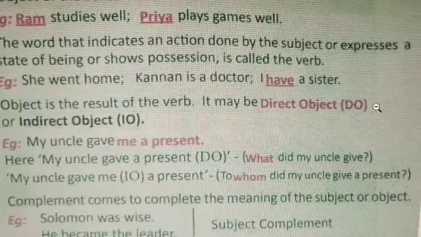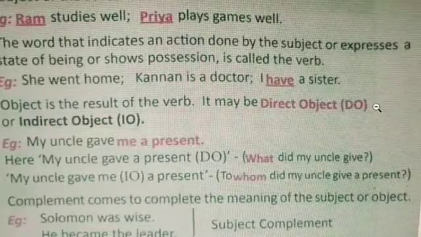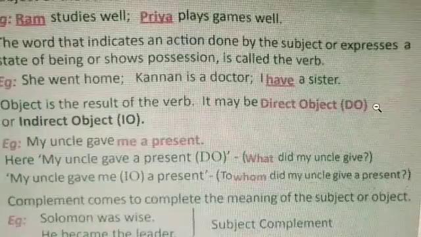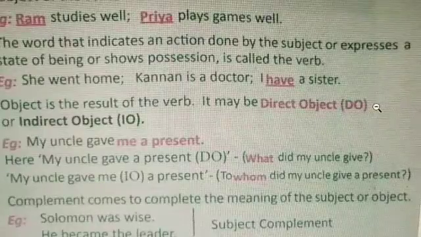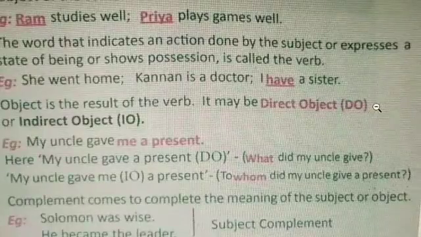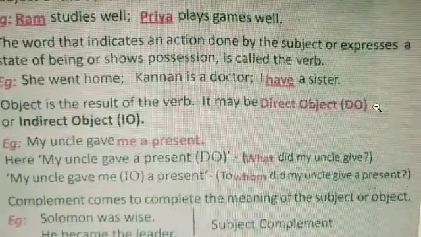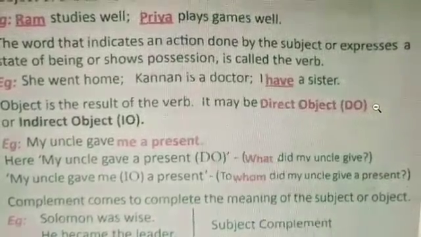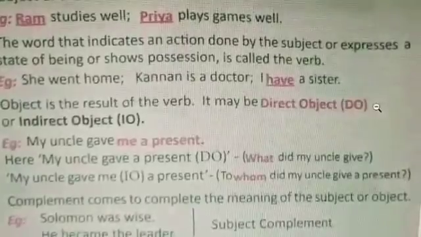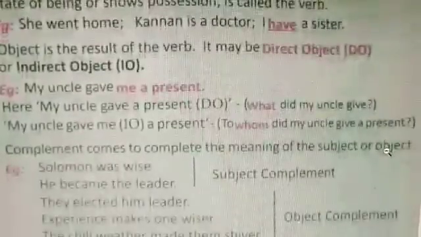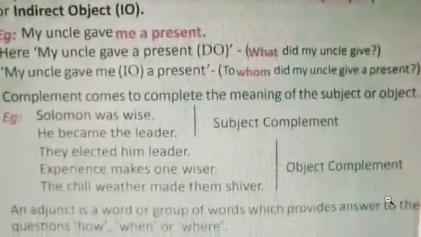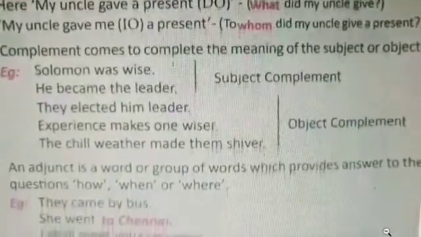Now coming to the next, my uncle gave me a present. First question we will ask, what was given. Second, we will ask who gave. To whom did my uncle give a present? Gave me. So it is the indirect object. So indirect objects will always be human beings and direct objects will always be things.